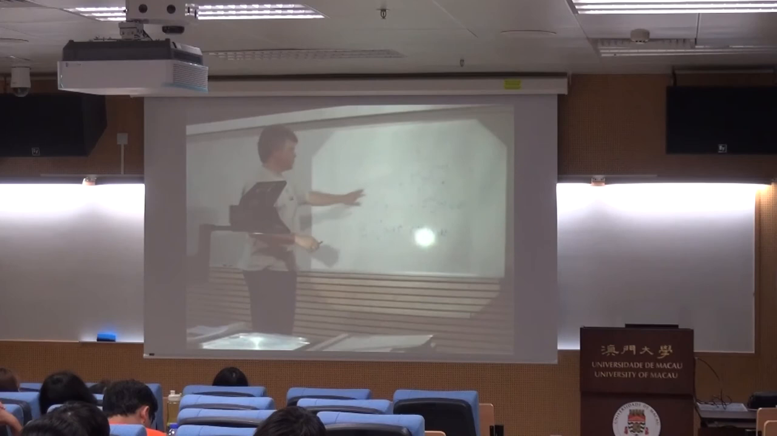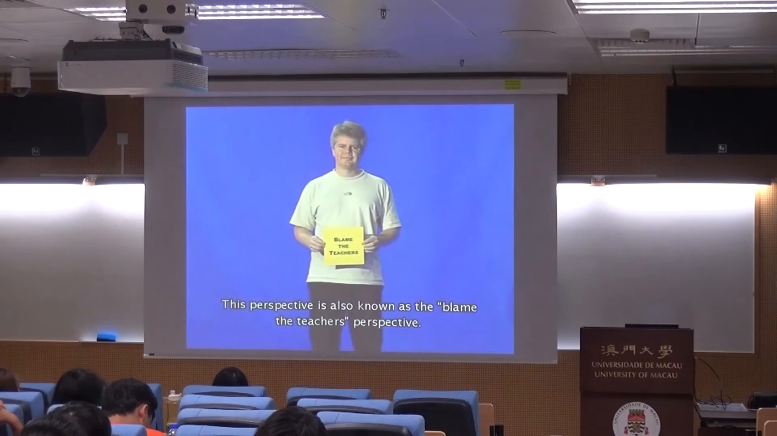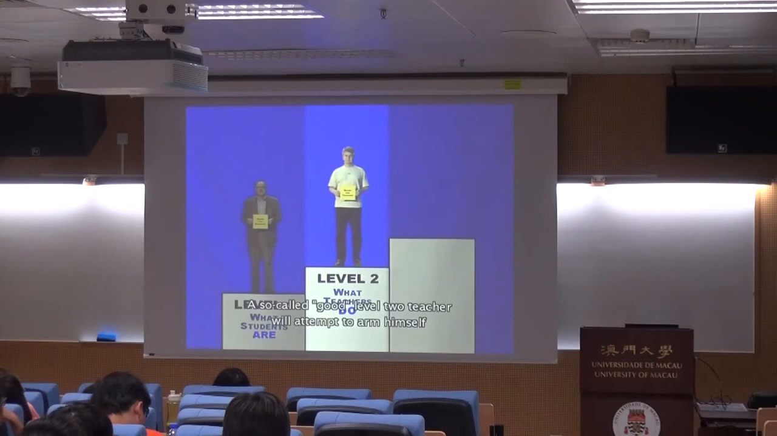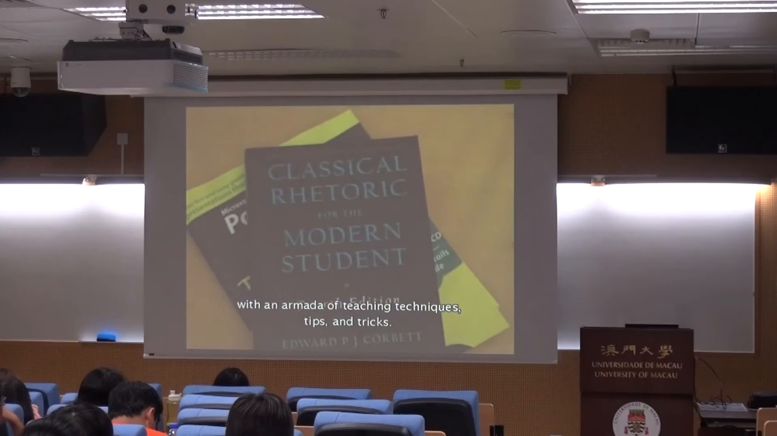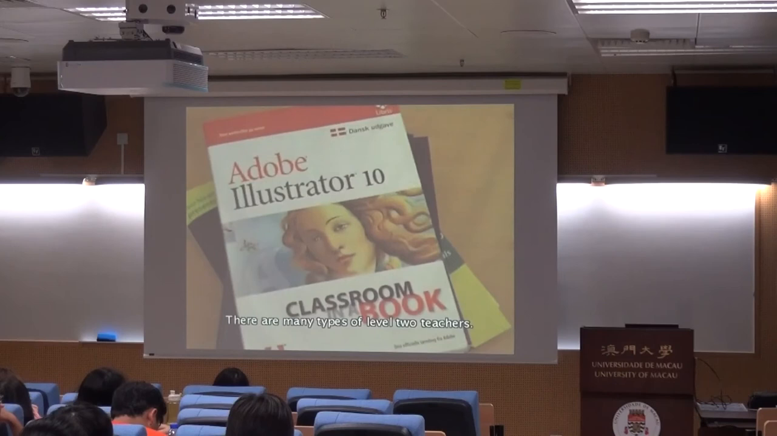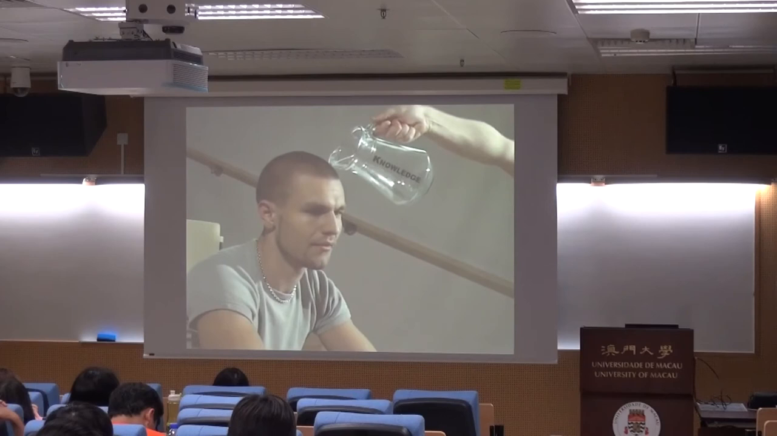This perspective is also known as the blame the teacher perspective. A so-called good level two teacher will attempt to arm himself with an armada of teaching techniques, tips, and tricks. There are many types of level two teachers. However, common for most of these, apart from having a teacher focus, is that the result is passive students. We need to engage and activate the student.